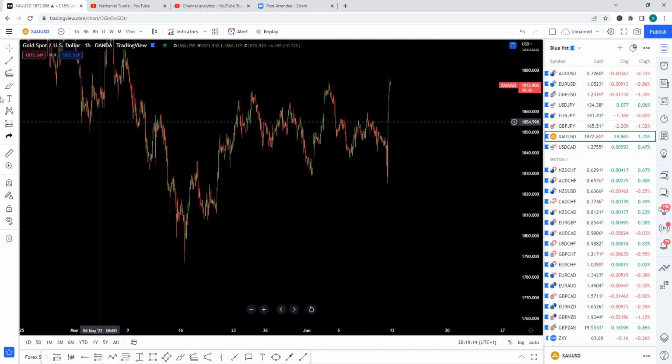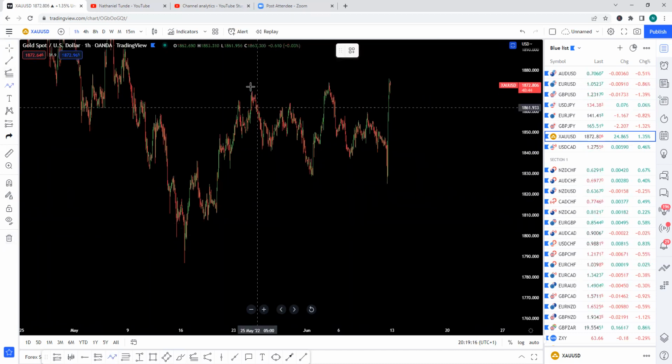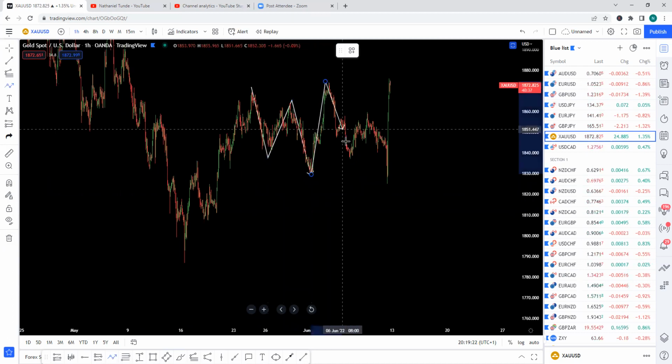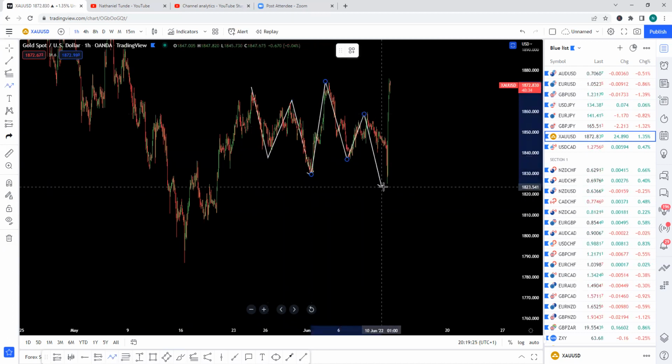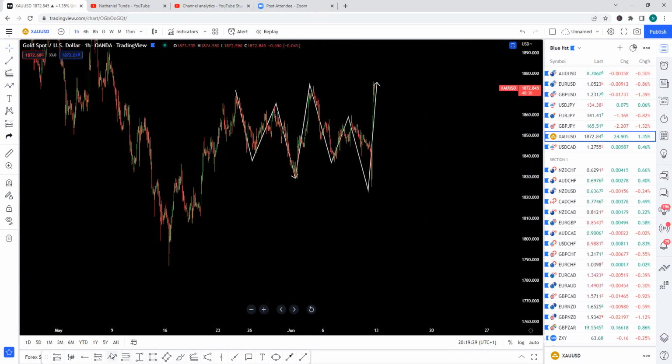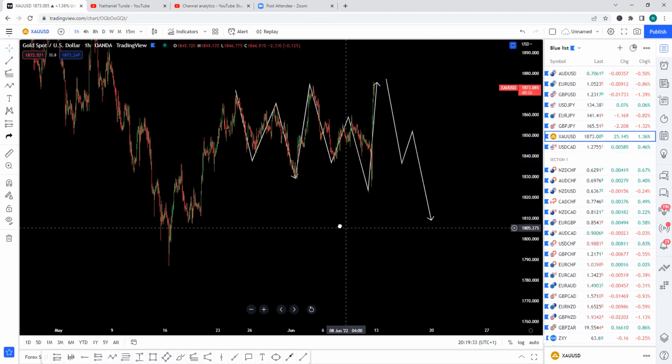What have we done? It's simple. Let's do it again. You have 3 waves down, W. You have 3 waves up, 1. That's a regular 2, 3. Irregular flat. Then you need 1, 2, and 3. Correction.